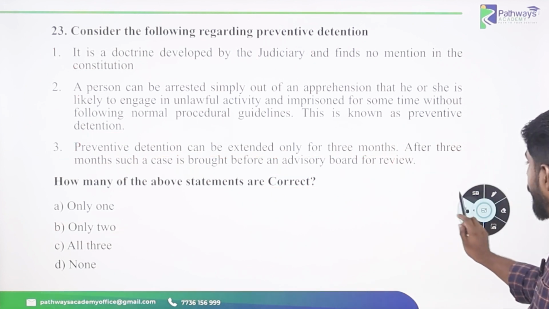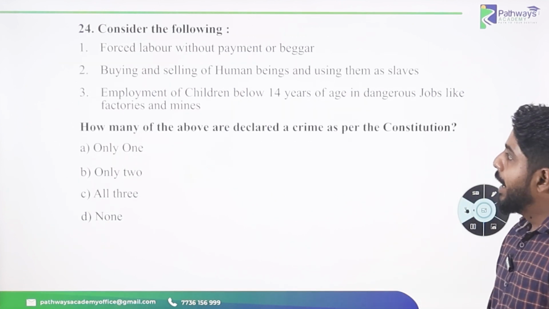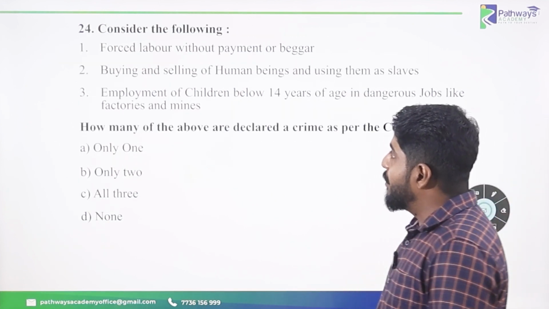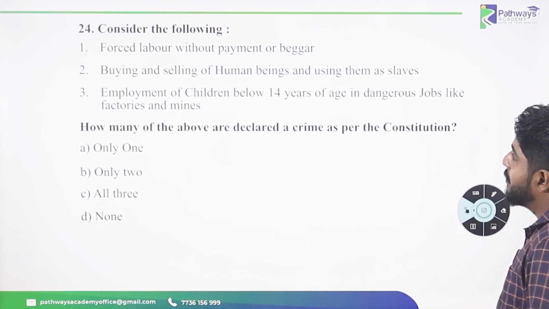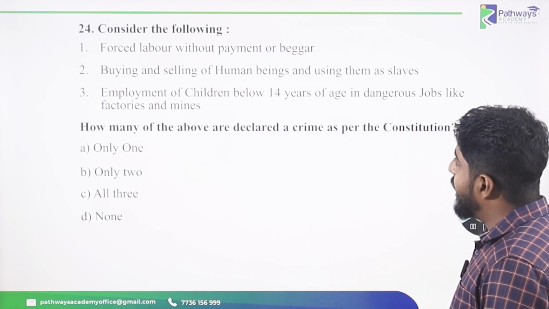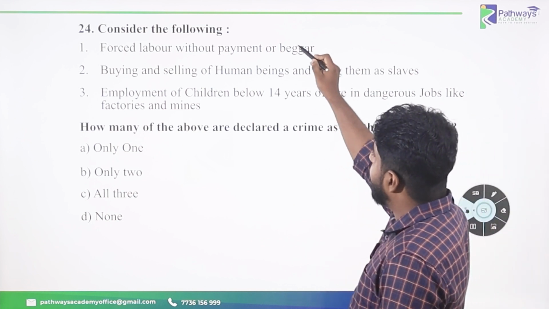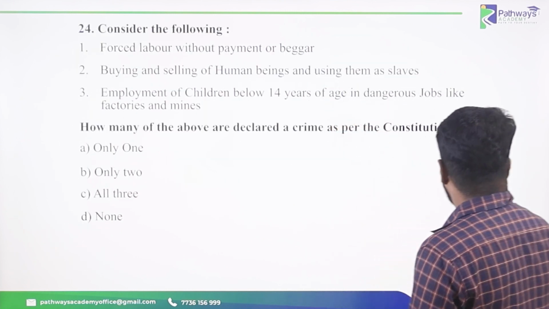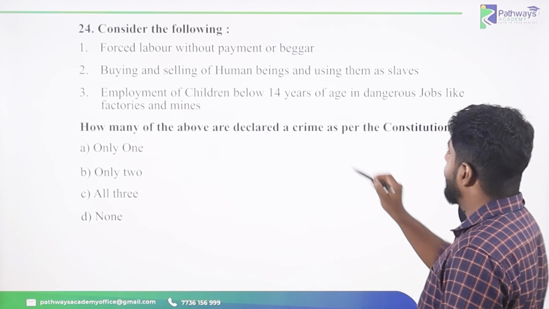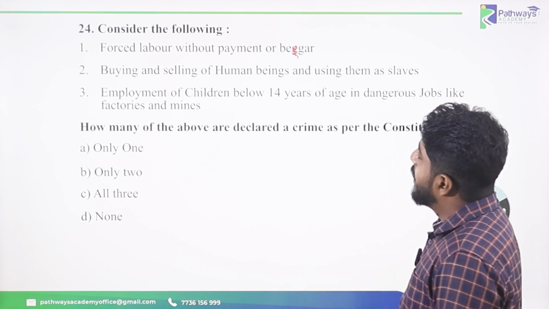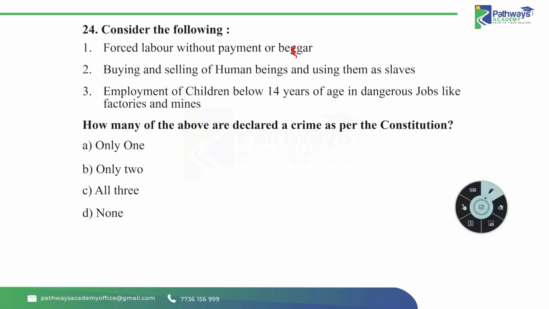Question number 24. Consider the following. Number 1, forced labor without payment or begar. Buying and selling. In fact, this is begar. Okay, not beggar. It is begar. Fine. Buying and selling of human beings and using them as slaves. Employment of children below 14 years of age in dangerous jobs like factories and mines. How many of the above are declared as crime per the constitution?